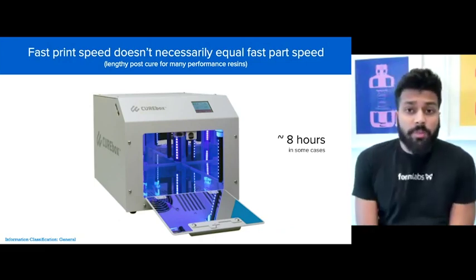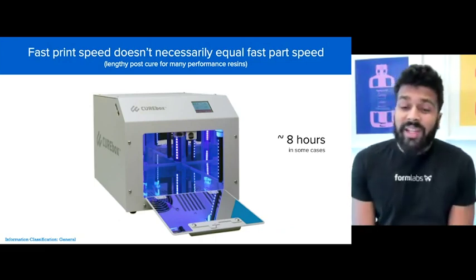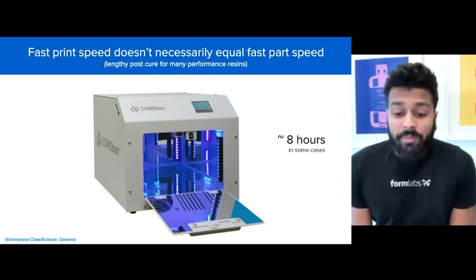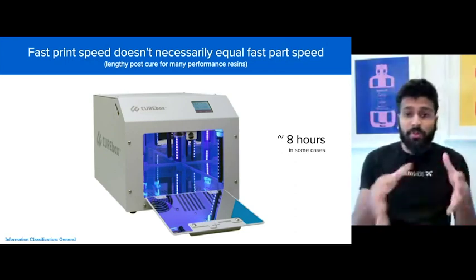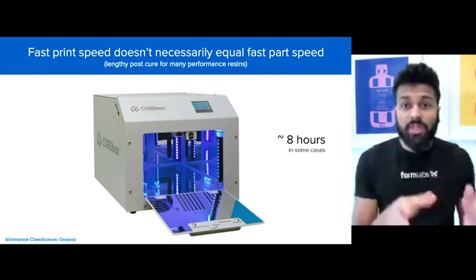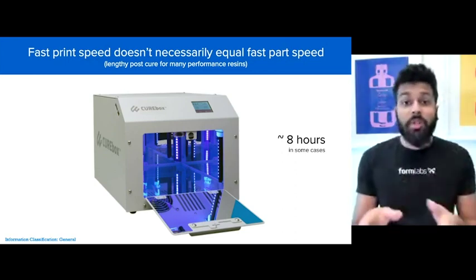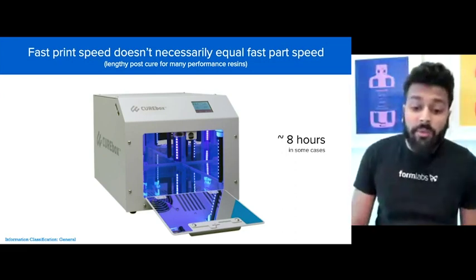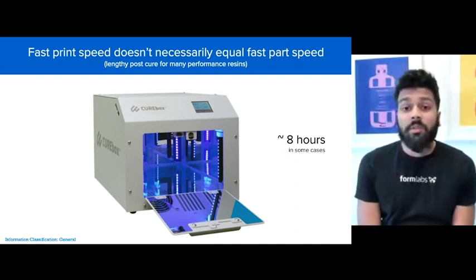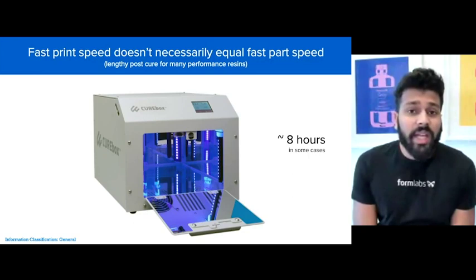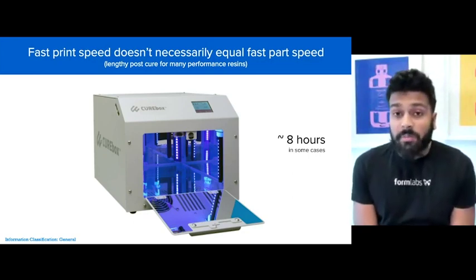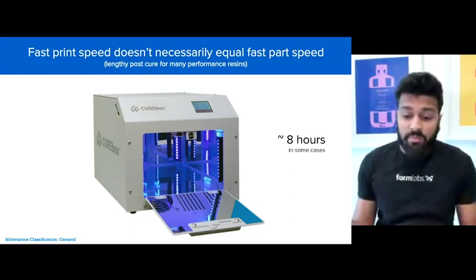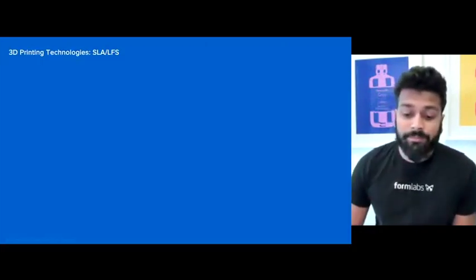The thing is, although DLP printers are pretty fast, it does not mean it's fast at creating parts. You could print your part fast, but you're not done by just printing your part. You have to process your part. For many of the performance resins that DLP machines offer, there is a lengthy post-curing time. It can go up to 8 hours in some cases, using a cure box and putting your part in to cure it.